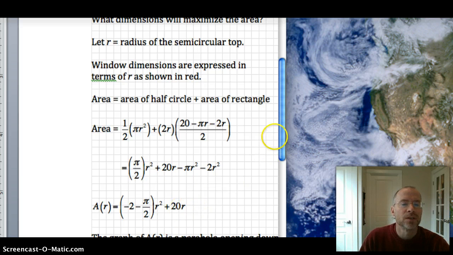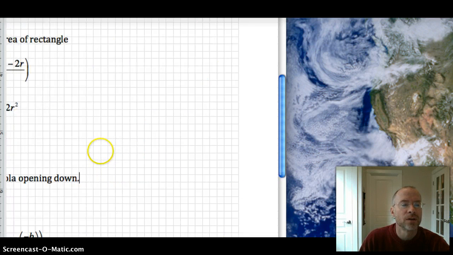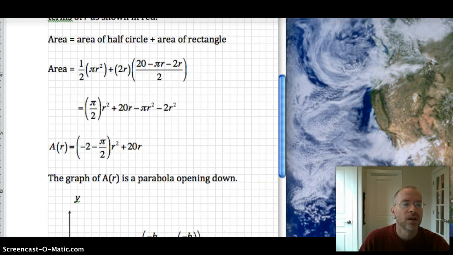And it's at that point that you see this is really a formula for the area. It gives the area of the window as a function of the radius, a function of r, in this format. Here you can see it's really going to be a parabola because it's second degree in r. It's like ax squared plus bx plus 0. It's got a number times r squared plus a number times r plus a constant term of 0. So that's a quadratic function.